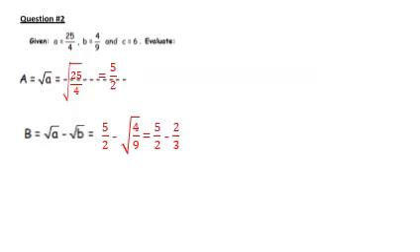Radical 4 over 9, it's also very easy because both of them are perfect squares. So 5 over 2 minus 2 over 3. And this is very easy. We have to make them the same denominators, which is 6. So it becomes 15 over 6 minus 4 over 6, which is 11 over 6.